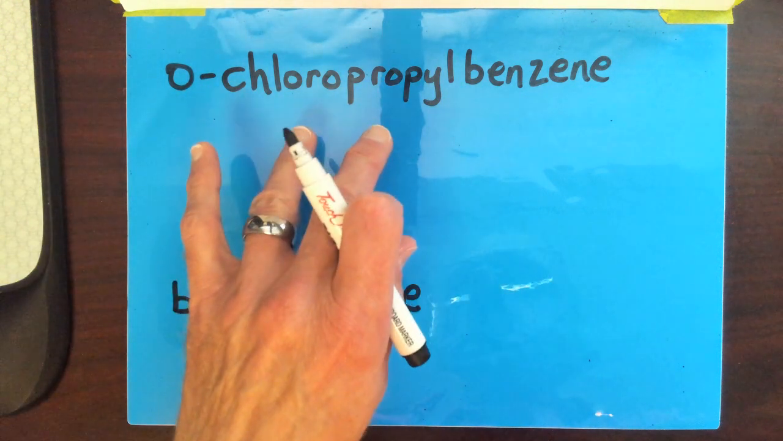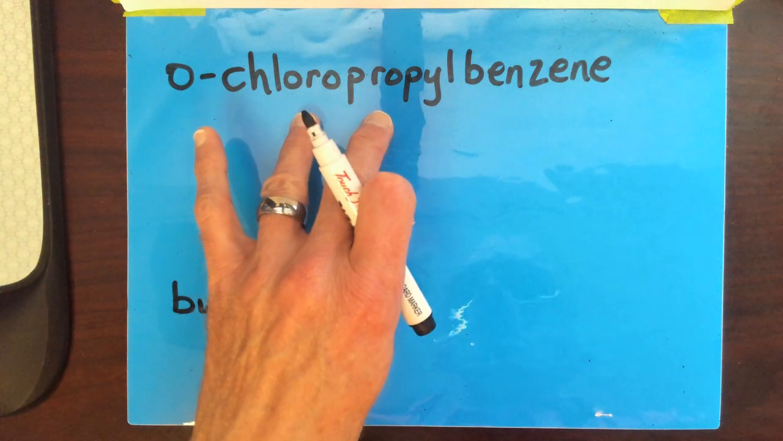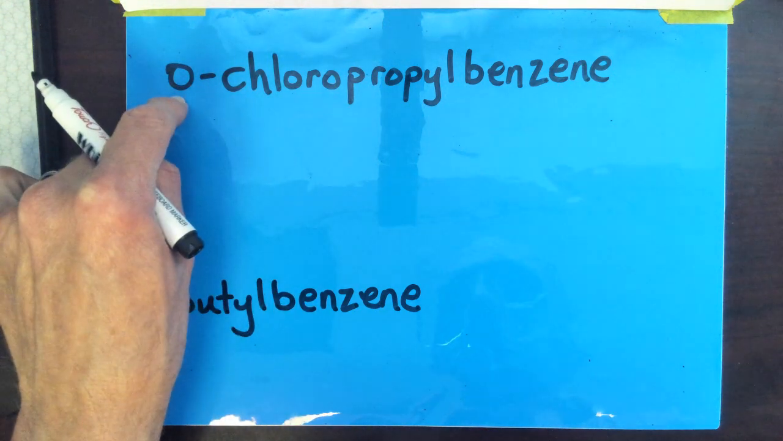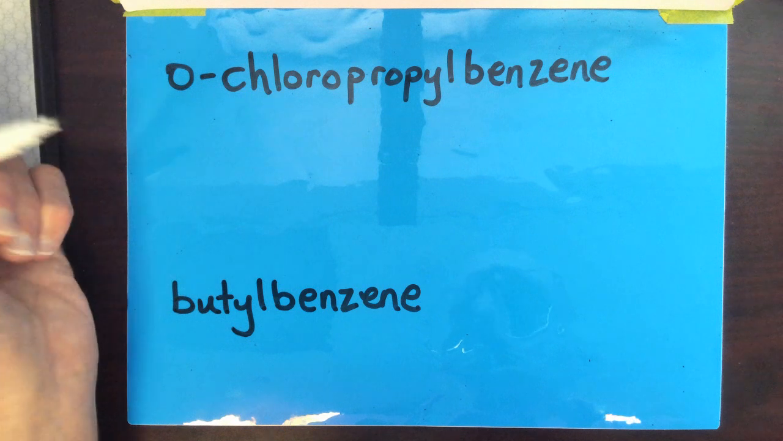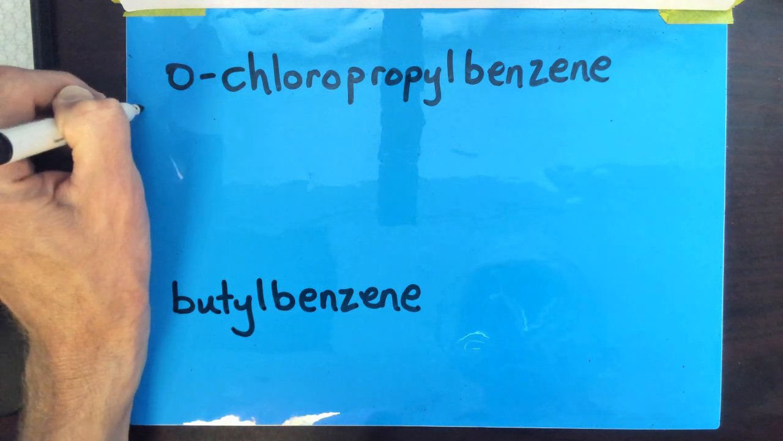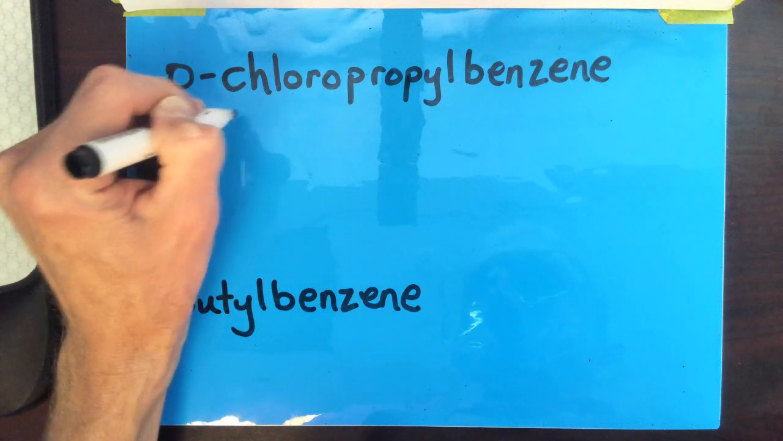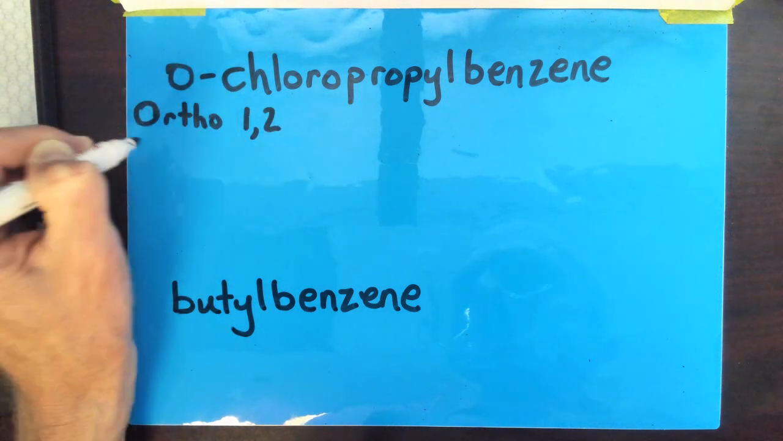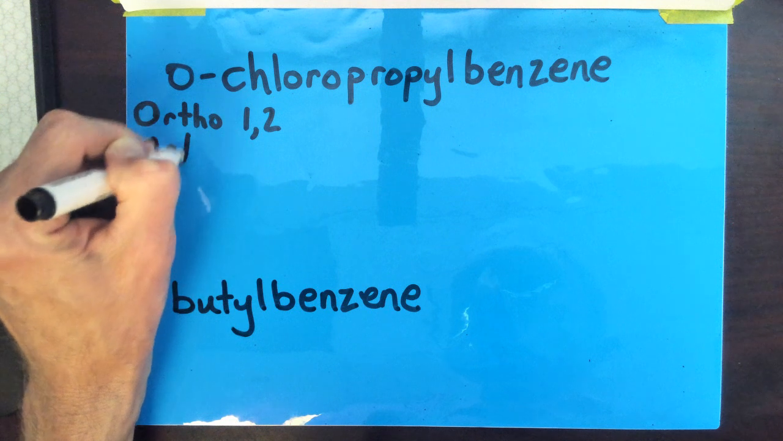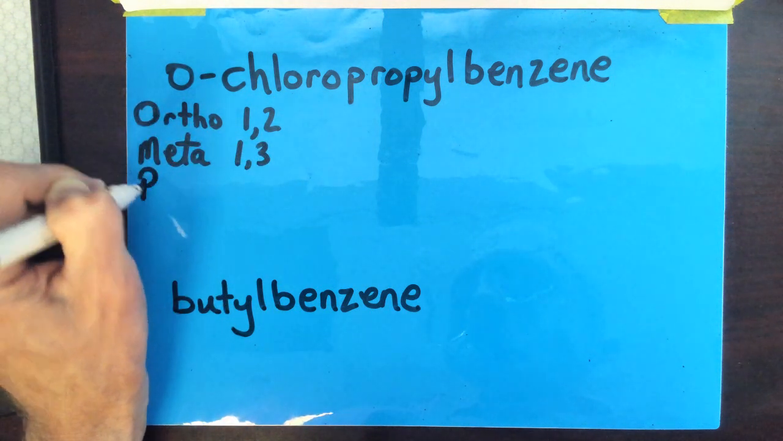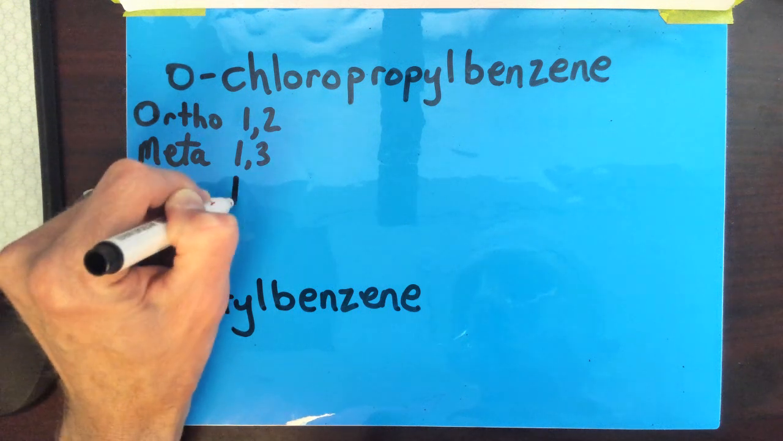We don't have numerical locations on these. We have ortho. Okay. Reviewing: ortho is 1, 2. Meta is 1, 3. And para is 1, 4.